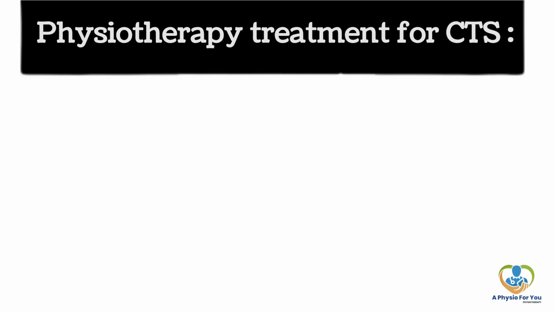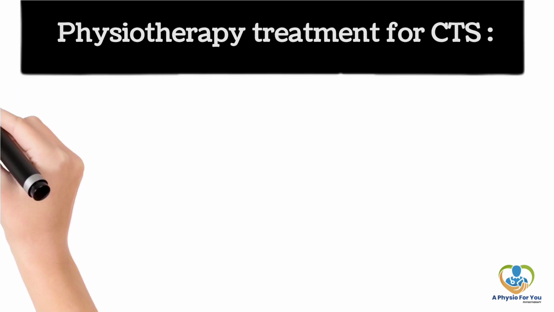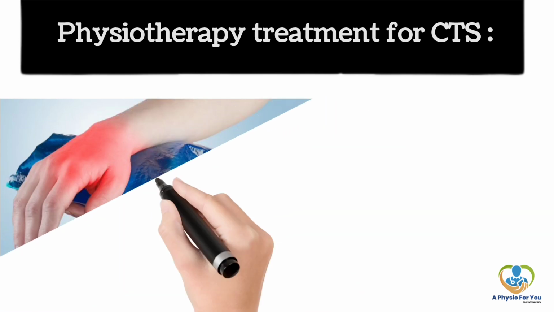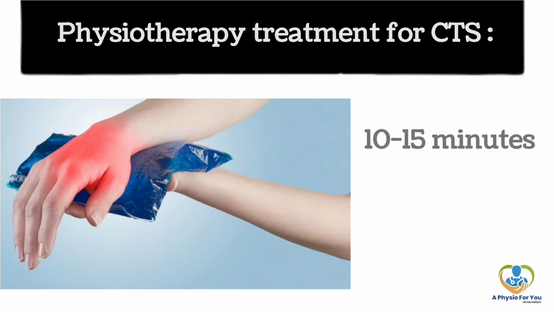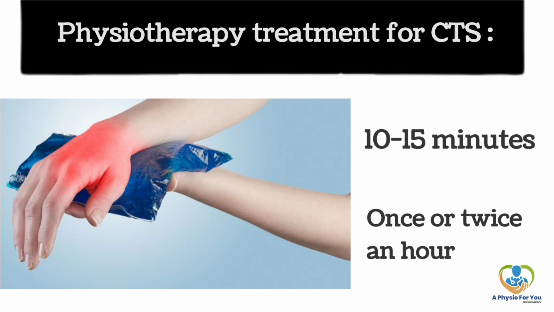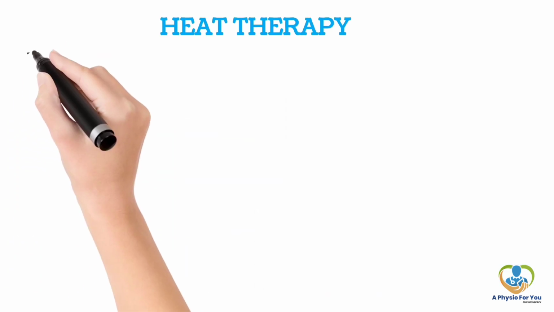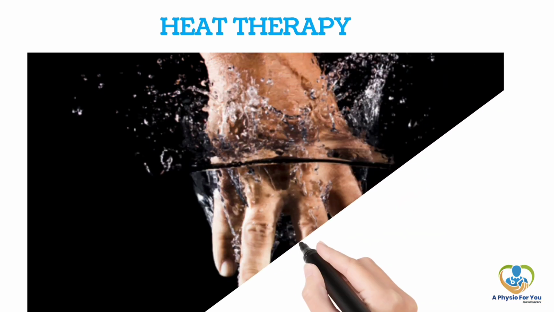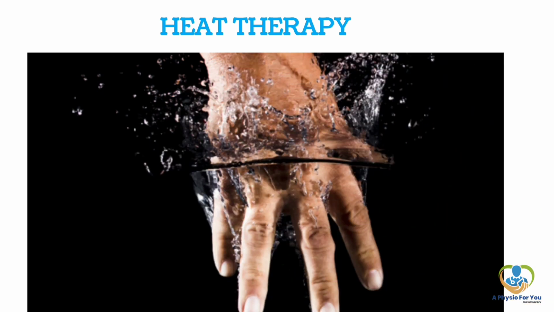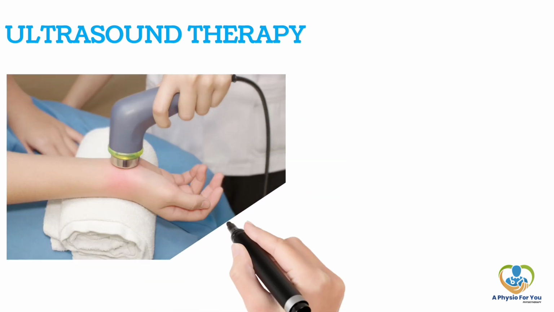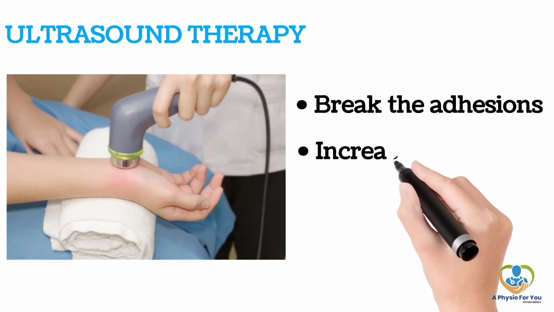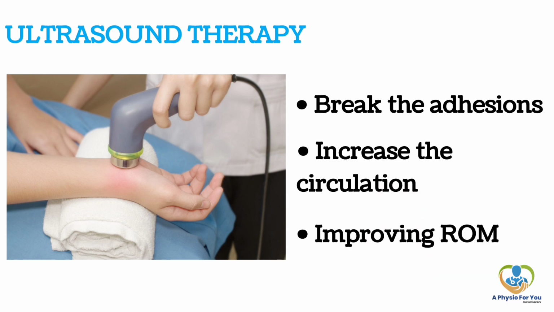Physiotherapy treatment for carpal tunnel syndrome. Ice therapy can be used by applying ice to the wrist for 10 to 15 minutes once or twice an hour. Heat therapy can be applied by immersing the affected hand in warm water. Ultrasound therapy is used to break the adhesions, increase circulation and improve range of motion.